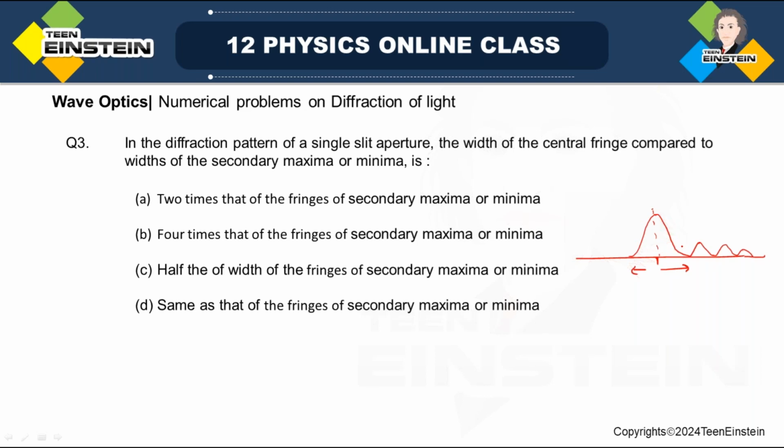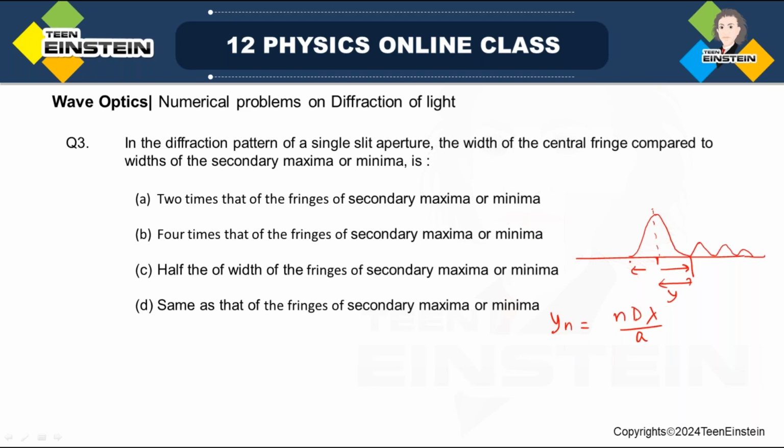For that, you know what you have to do? You need to find out the linear position from the central maxima. We had taken this as y. So the linear distance from the central maxima, this y_n for the minima or dark one is n d lambda by a. Okay, this is for the dark one.